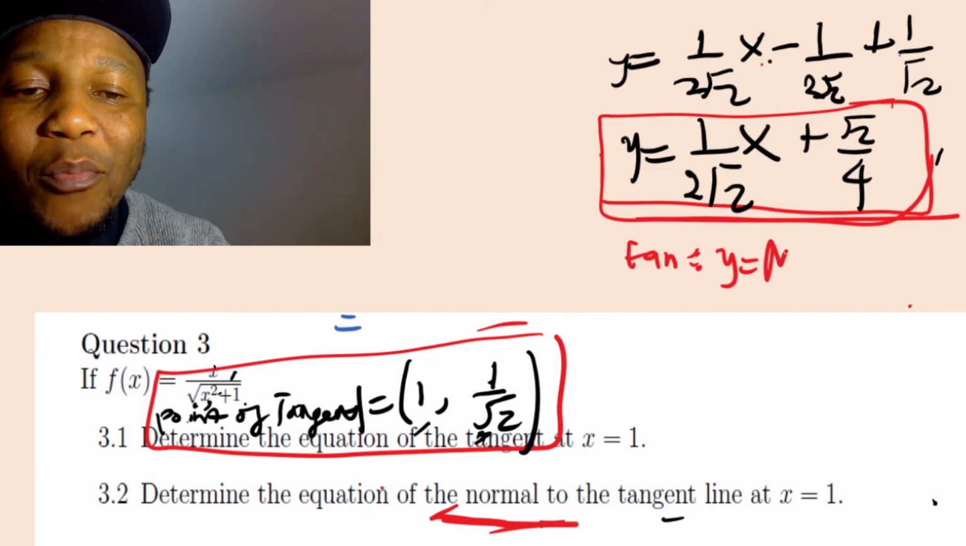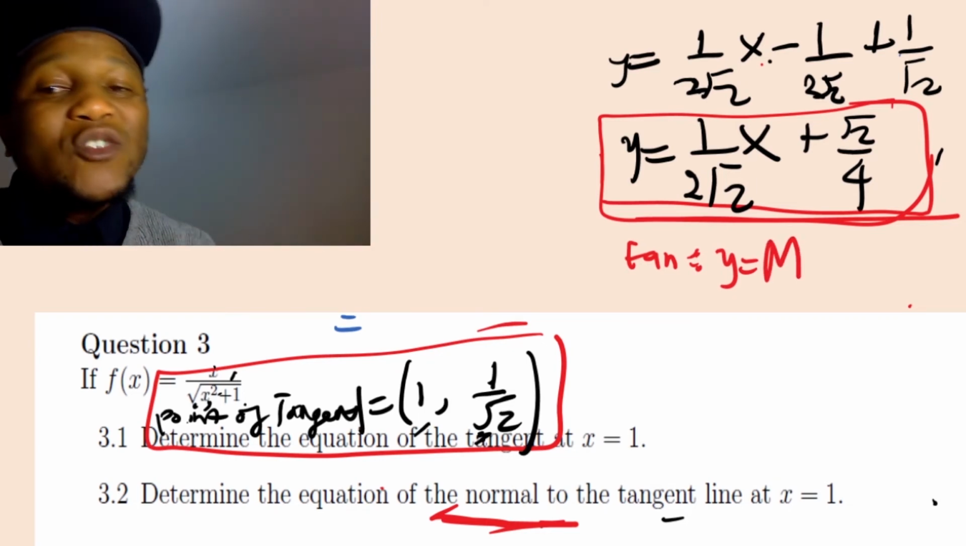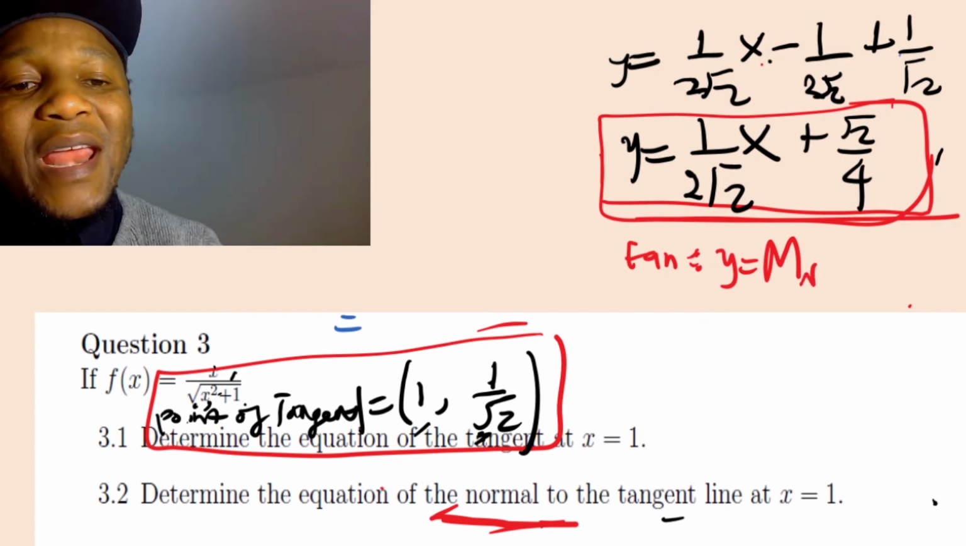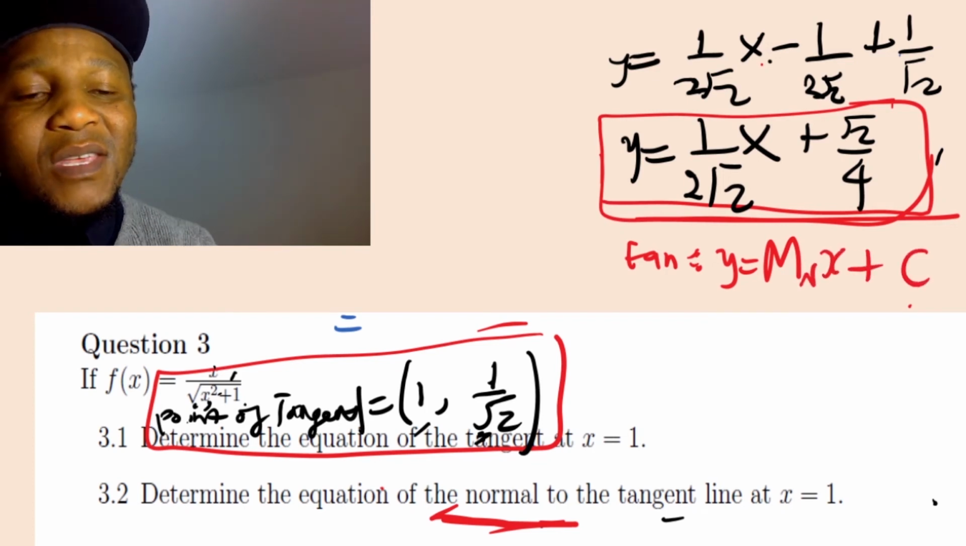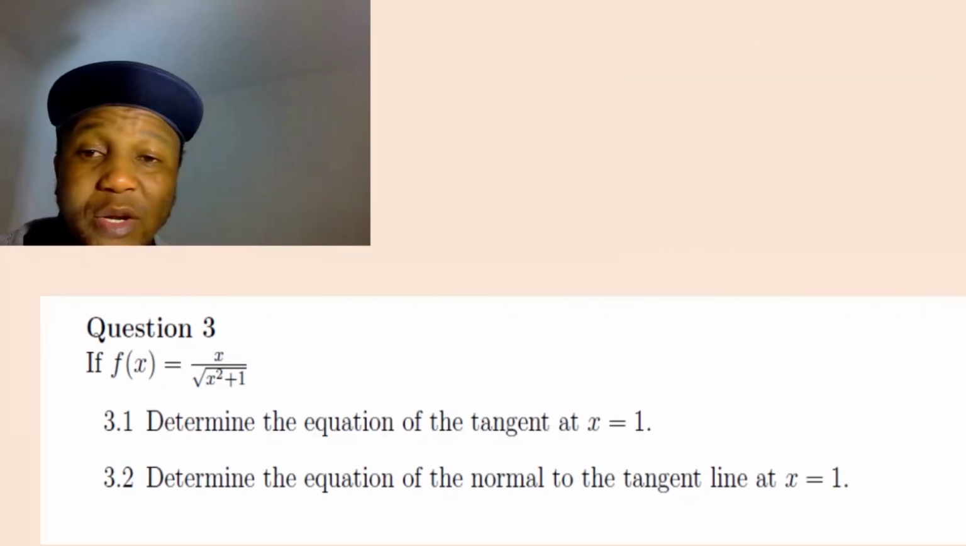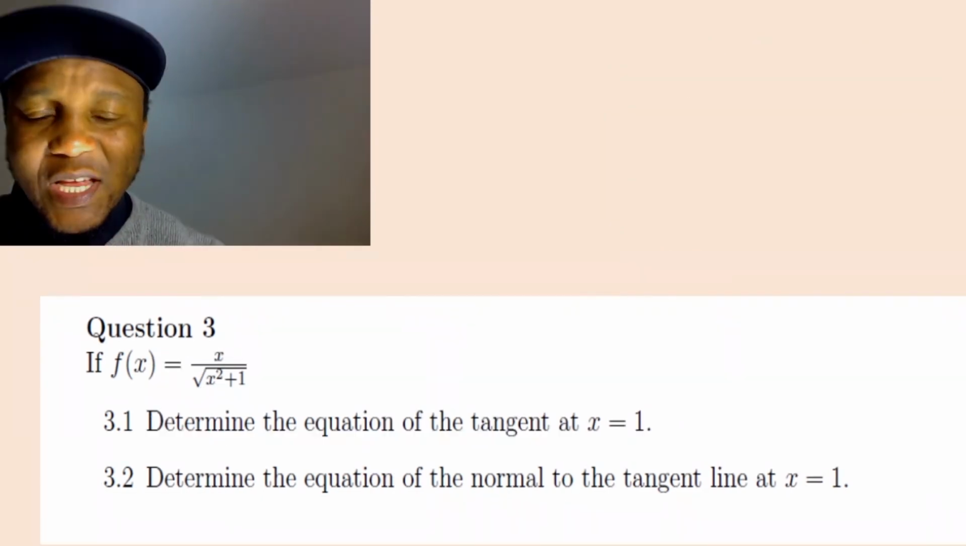y equals slope times x plus c, but since it's the normal, you must use the slope of the normal. Let's say y equals slope of normal times x plus c. It's like mx, but that slope must be the slope of the normal. Let me quickly show you another method that you can use for the second one.